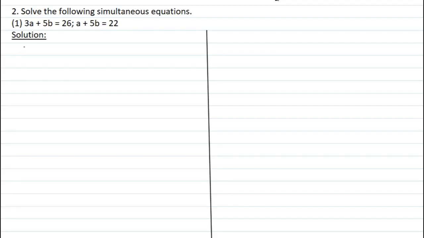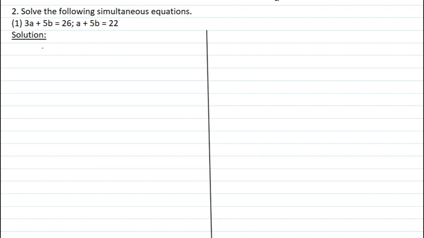Now let's move to question number 2. Solve the following simultaneous equations. We have two methods, elimination or substitution. Let me tell you when we can use the substitution method. Just observe both of the equations. If you find any variable with coefficient as 1, then don't think about anything else. You can go for substitution. So that will make your solution short and easy. Let me show you how.